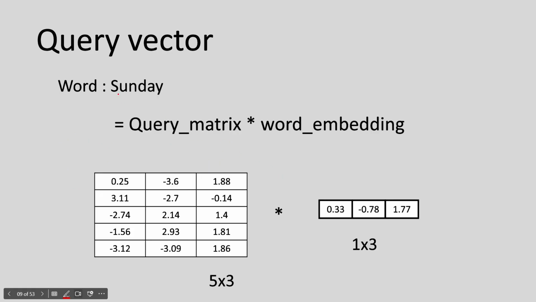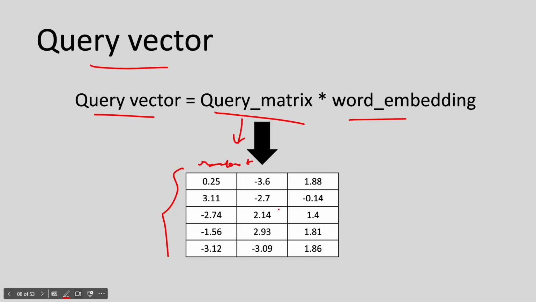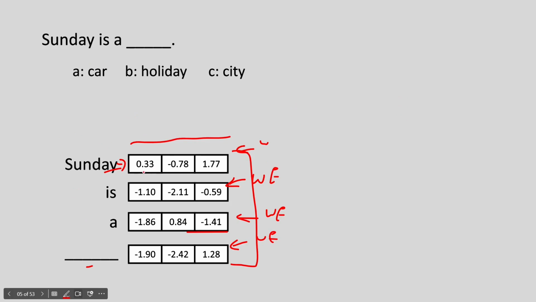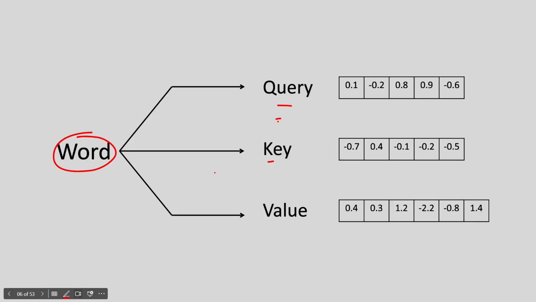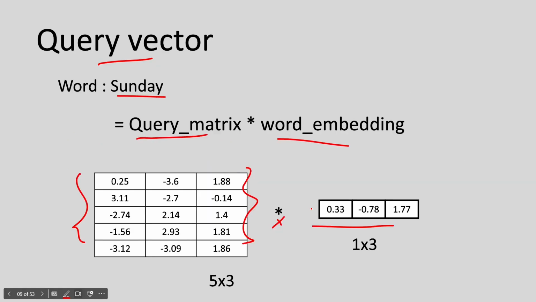So let's take the word Sunday and find the query vector for it. We'll use the formula: query matrix times word embedding. Our query matrix is over here, and we are going to multiply it with this particular embedding, which is the Sunday embedding. If you remember from over here, it is 0.33, minus 0.78 and 1.77. It's the same thing.